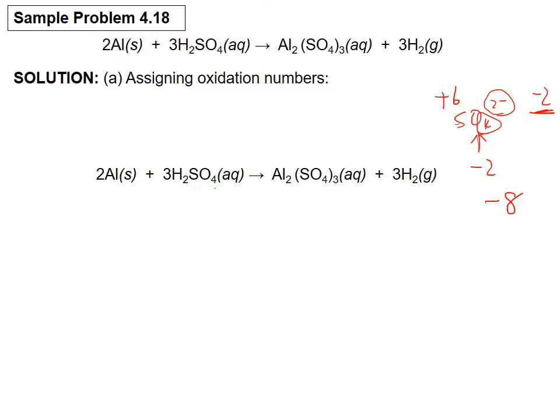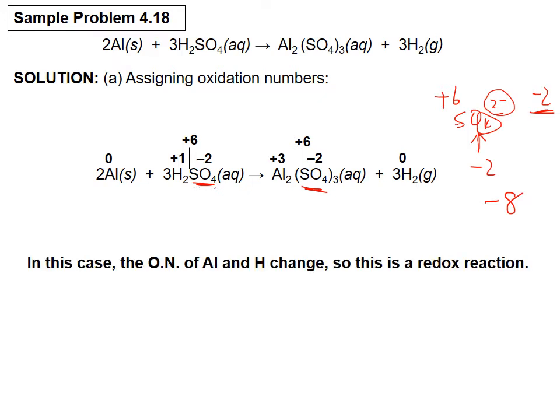All right, so here is the assigned oxidation numbers. So sulfate, as you can see, doesn't change. Okay, it doesn't change, but hydrogen and aluminum change oxidation number, and therefore it is a redox reaction.